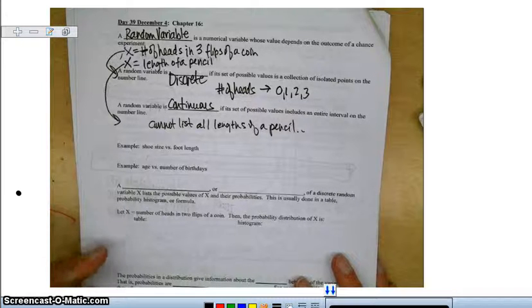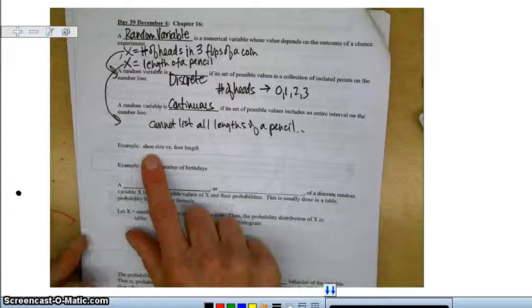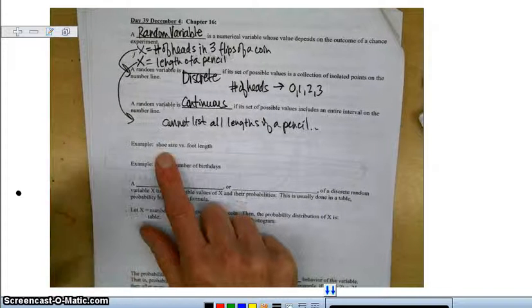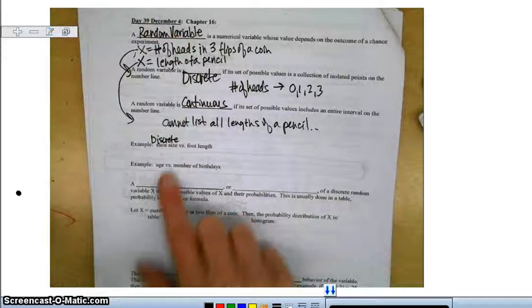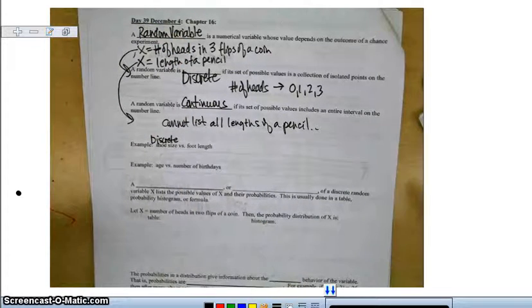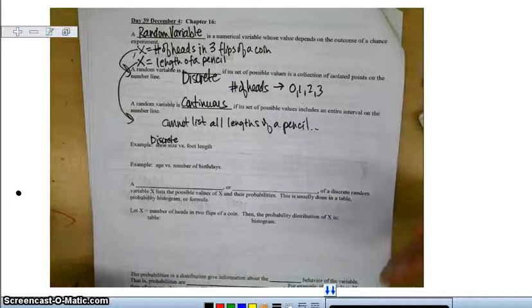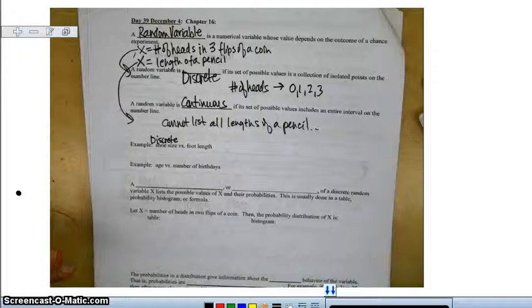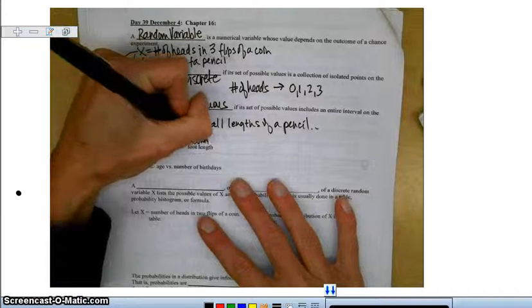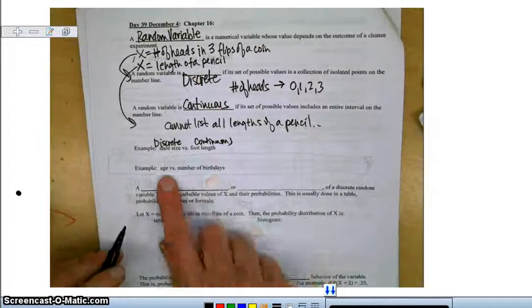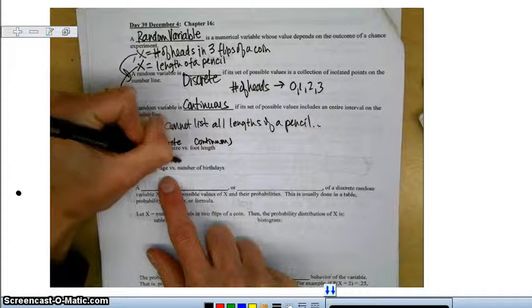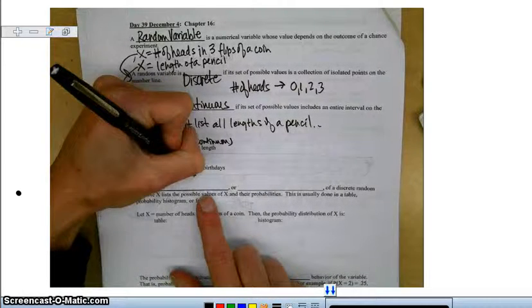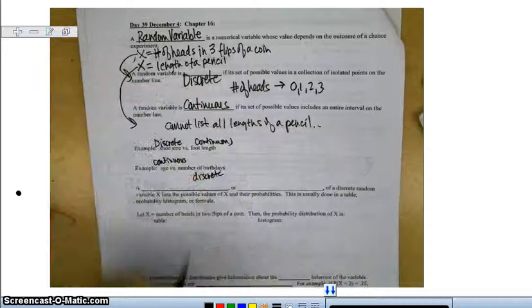All right, so a couple of examples: shoe size versus foot length. Shoe size is something that is definite. Shoe size is discrete because I can list shoe sizes. There's a list of them at the shoe store. But foot length, you might wear a size 9, but not everybody who wears a size 9 has the same foot length. This is continuous. Okay, age versus number of birthdays. Your age is continuous. You age continuously every day, but the number of birthdays is discrete because you can list the number of birthdays you've had.